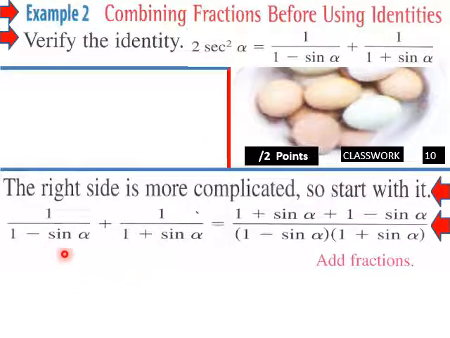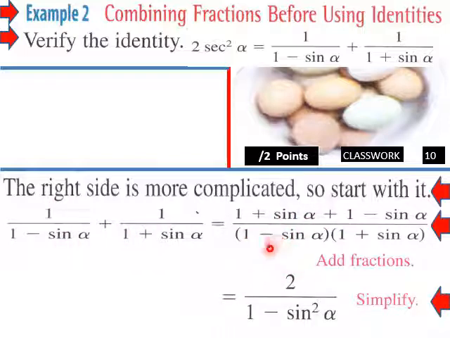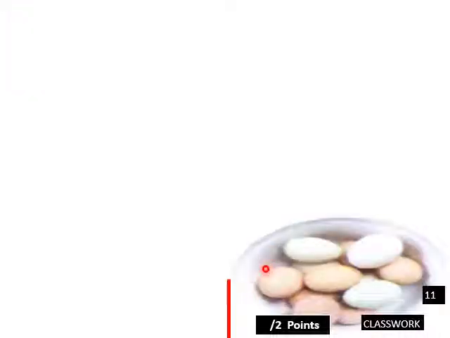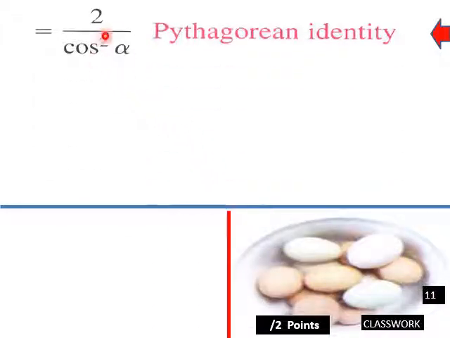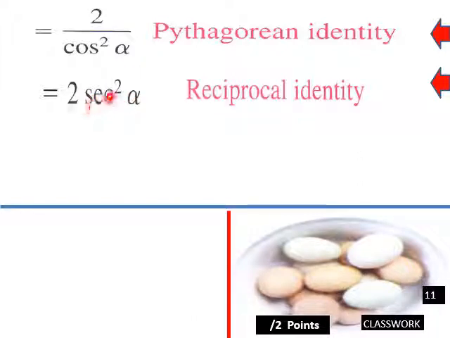So 1 over 1 minus sine alpha plus 1 over 1 plus sine alpha equals, when we combine these two together, we're going to add our fractions. This is our common denominator. And then we have this up in our numerator, meaning we cross multiply to get our numerator, and then we combine that. And then we get 2, because both of these are actually equal to 1. So we get 2 over 1 minus sine squared alpha, so 2 over cosine squared alpha is a Pythagorean identity. The 2 secant squared alpha is a reciprocal identity.